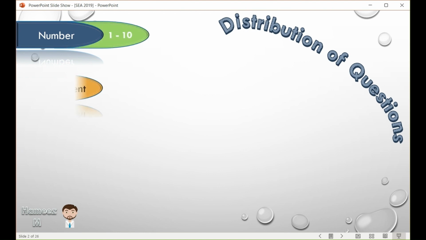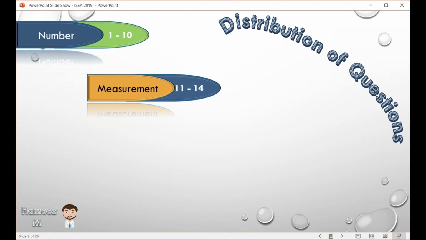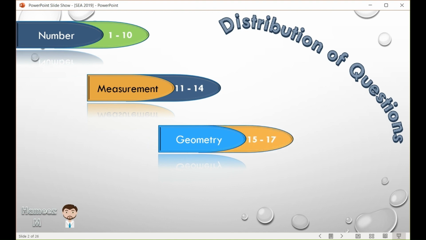number. The next strand is measurement, which includes weight and time and distance, area and volume, and that is tested in numbers 11 to 14. The following strand is geometry, looking at 2D and 3D shapes, and that is tested for 3 questions, 15, 16, and 17. And the last strand, statistics, will make up the last 3 questions in section 1, 18, 19, and 20.